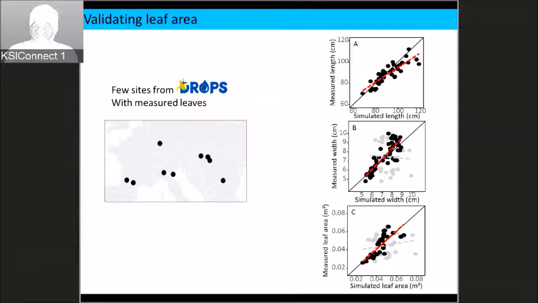We have simulated length. So you see that it's not too bad compared with the measured length. For weeds, it's also not too bad. It's the black point, and it's really better than what was before, the gray point. And we improved the simulation of leaf area in the field.